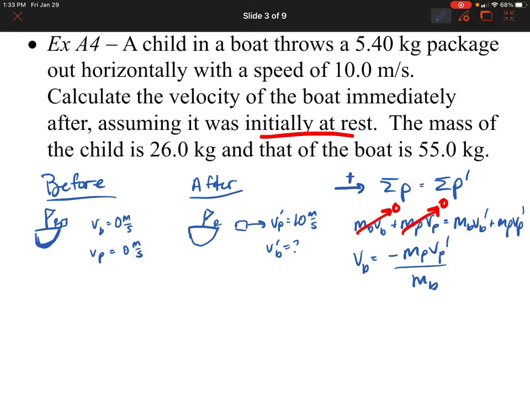So this is how conservation of momentum can really help us out, because again, we know momentum before equals momentum afterwards. We know momentum is mv, and so we just take a look at that, and we can then usually rearrange and solve for different velocities at different points. Okay, let's plug in our numbers.